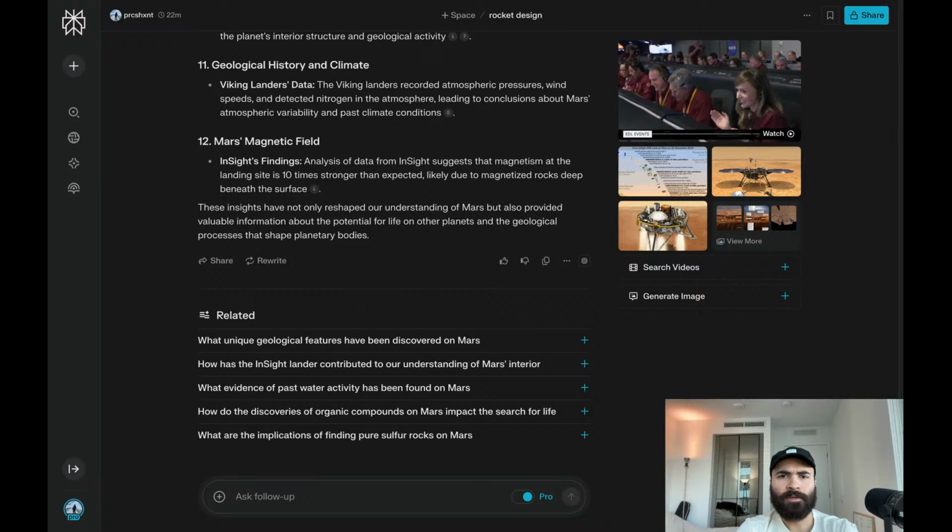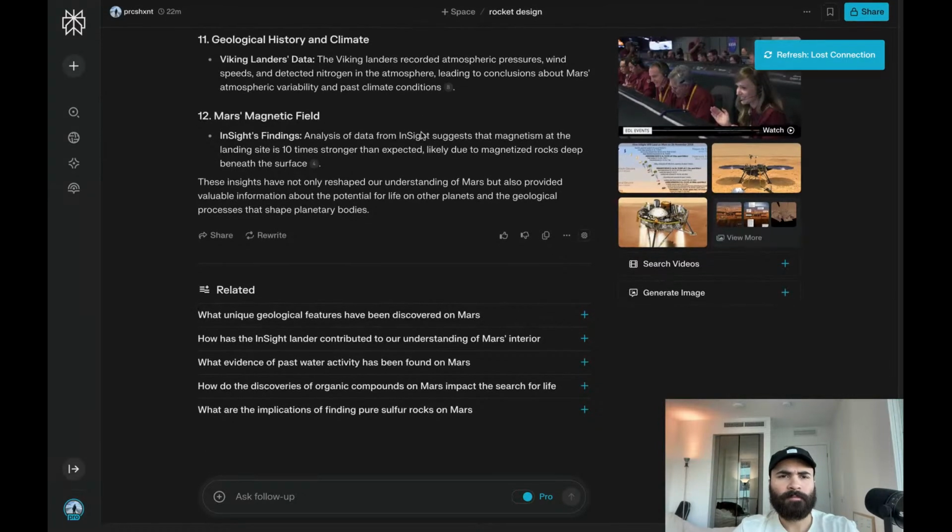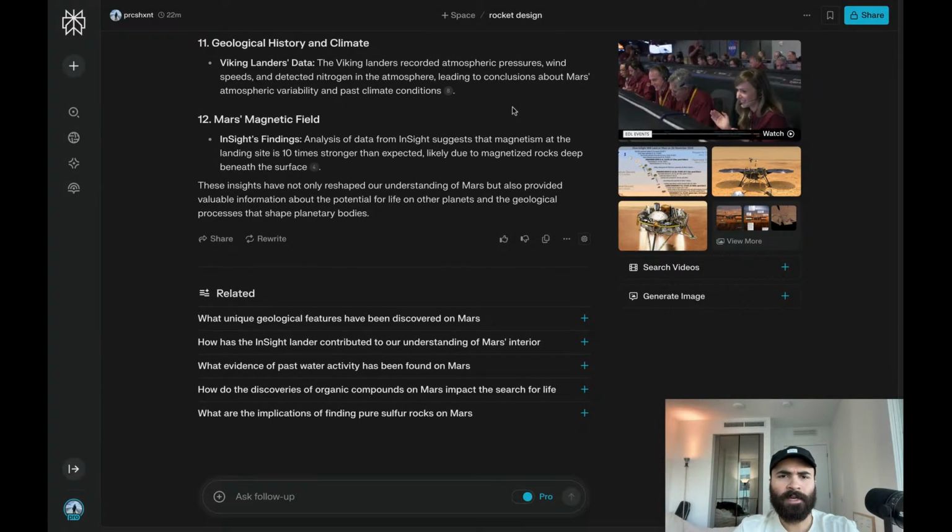The Viking landers recorded atmospheric pressures, wind speeds, and detected nitrogen in the atmosphere, leading to conclusions about Mars' atmospheric variability and past climate conditions. Analysis of data from InSight suggests that magnetism at the landing site is 10 times stronger than expected, likely due to magnetized rocks deep beneath the surface.